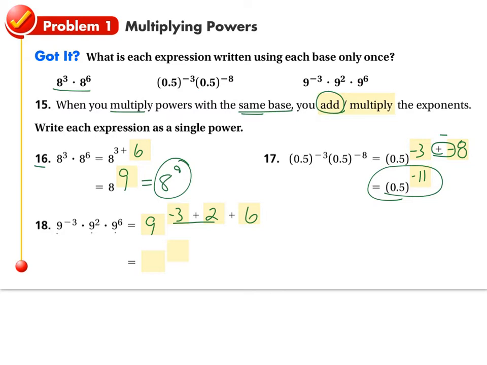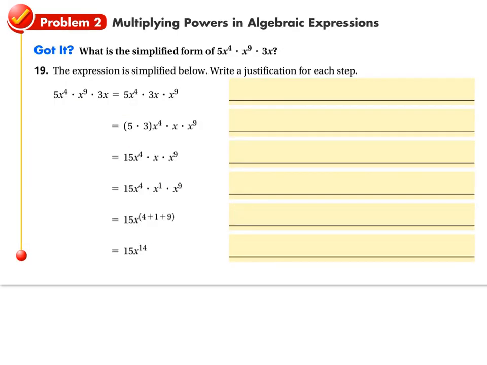So -3 plus 2 is -1. -1 plus 6 is 5. So our answer is 9 to the 5th power. Sometimes our problems become a bit more complex.